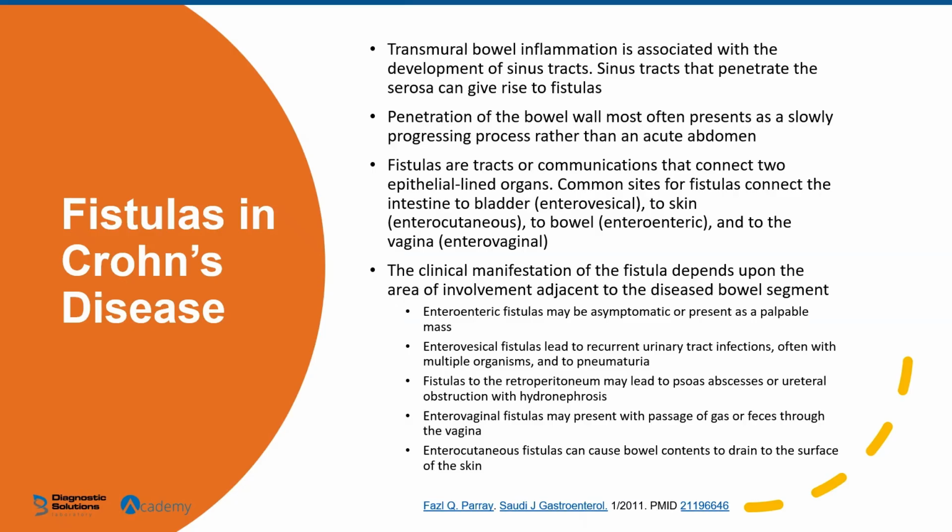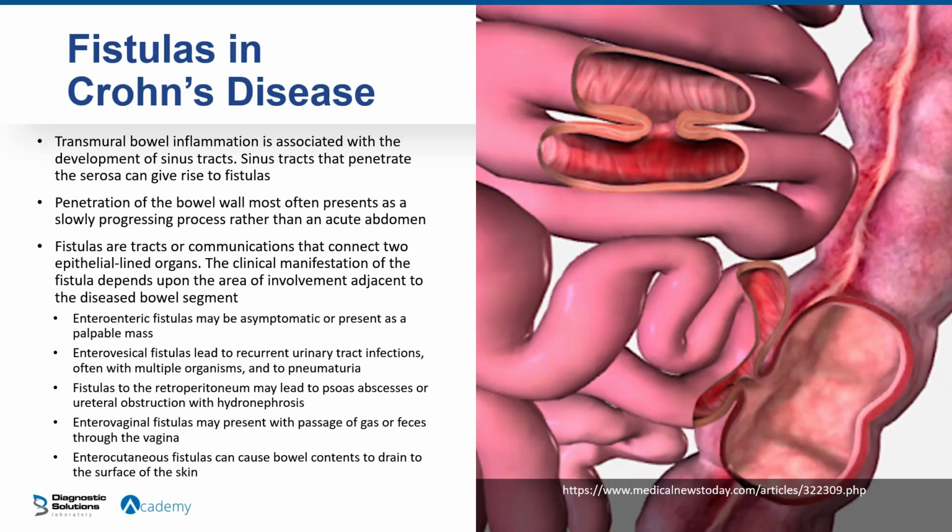Fistulas are also common in severe Crohn's disease. A fistula is basically a tract that forms between two different parts of the anatomy, either intestine to intestine, small bowel to large bowel, rectum to vagina, or topical to the skin around the umbilicus. Fistulas make the disease much more complicated and much more difficult to treat. This is a great picture of a fistula that's possible.